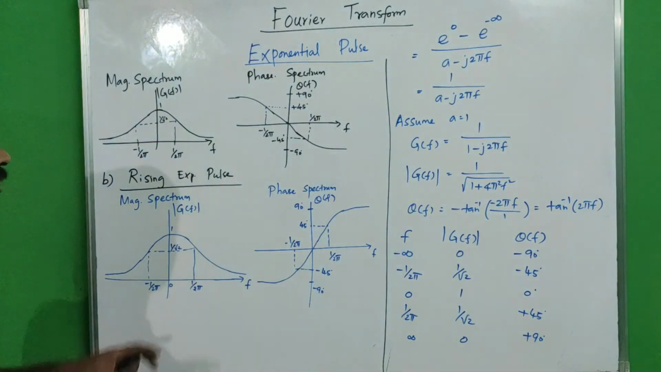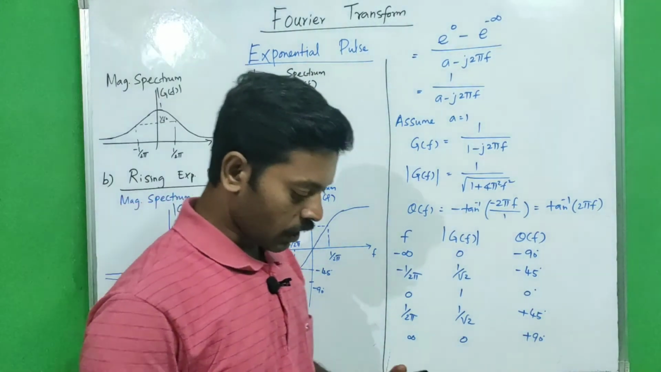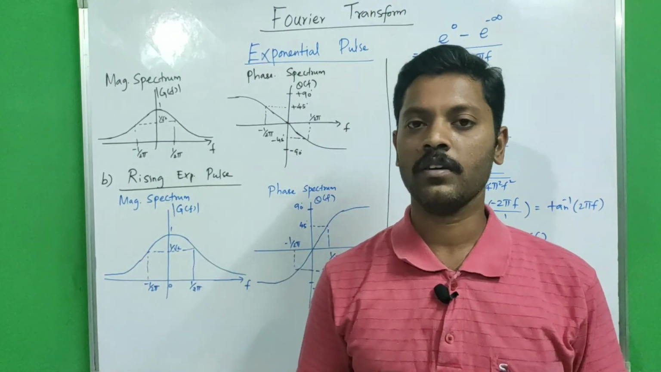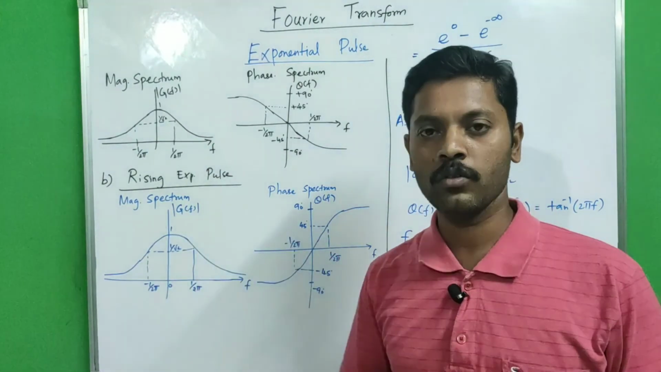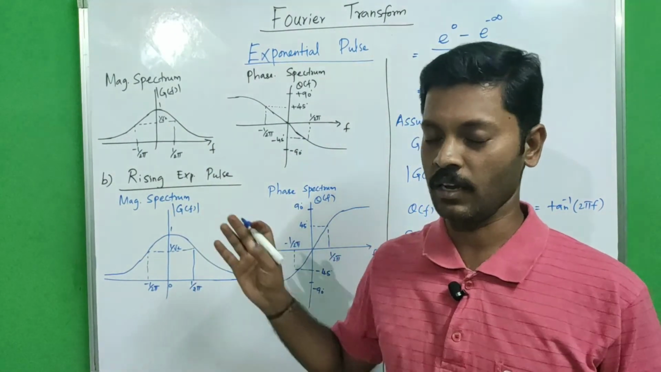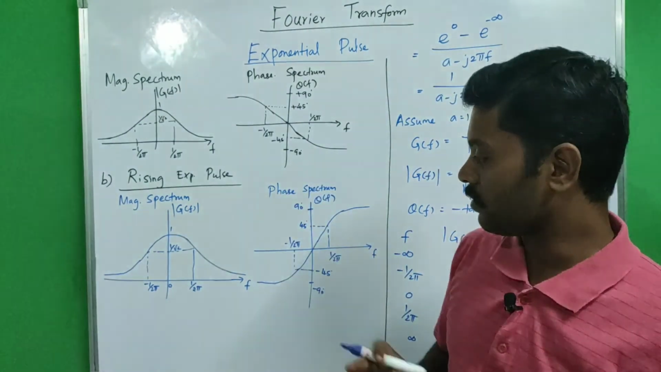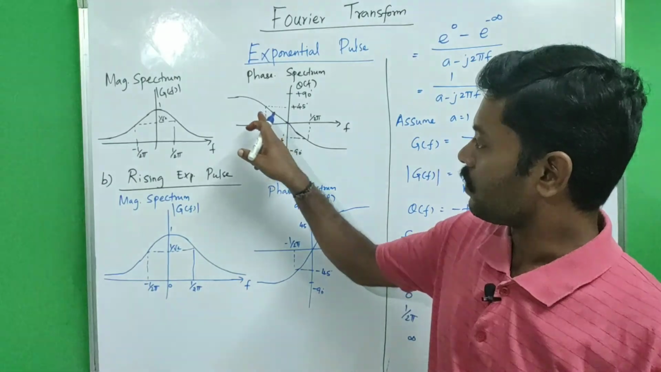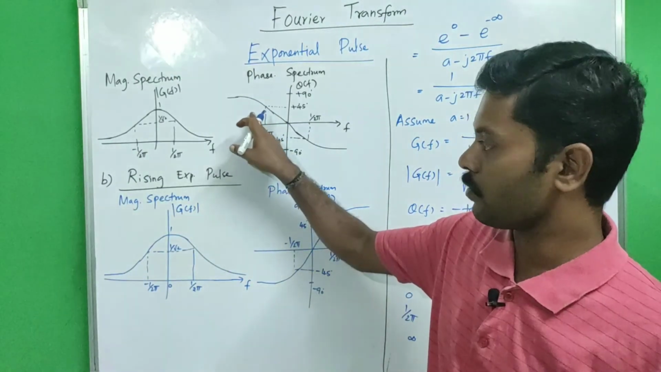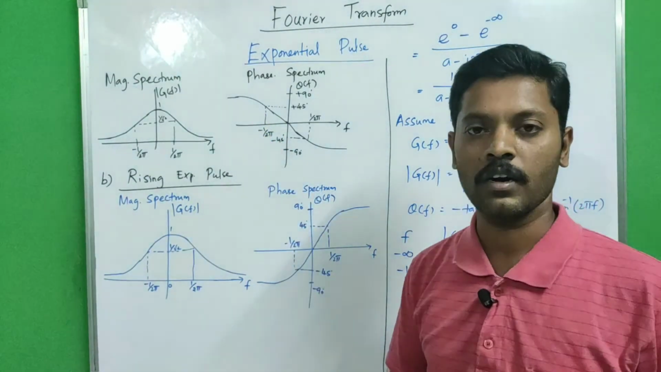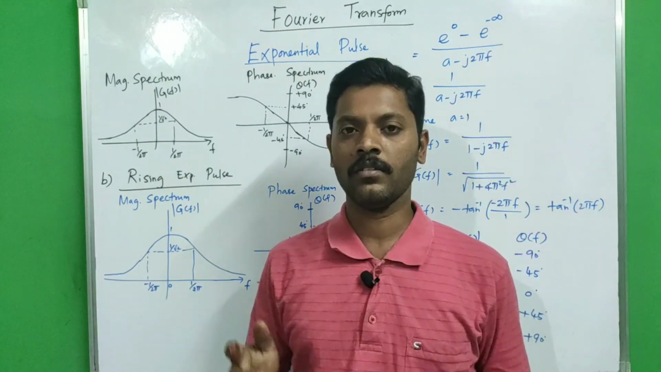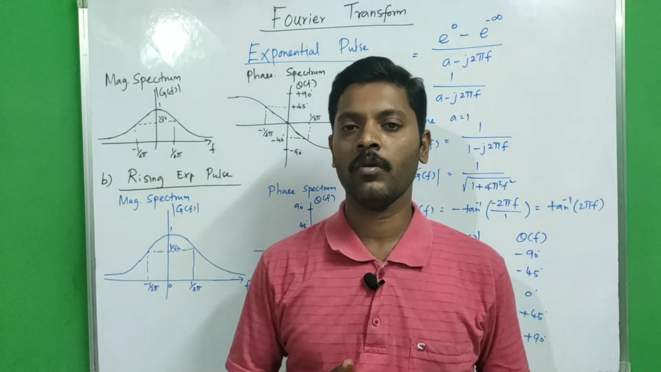Okay, on comparing these two spectra, you just observe here, the magnitude spectrum is the same for both rising and decaying exponential pulse, but the phase spectrum is negative, which means the phase spectrum of the decaying exponential pulse is the negative of the rising exponential pulse. In the next video, we are going to see the doublet pulse.